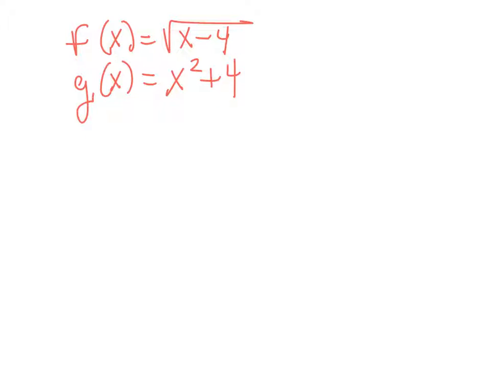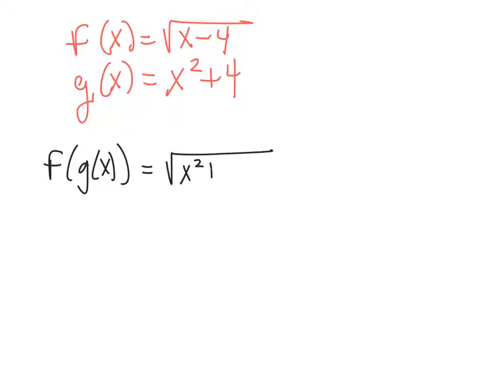So I'm going to first plug in f of g of x, or f compose g of x. That would give us the square root of x squared plus 4 minus 4, which equals the square root of x squared. And if you take the square root of x squared, that gives us x.